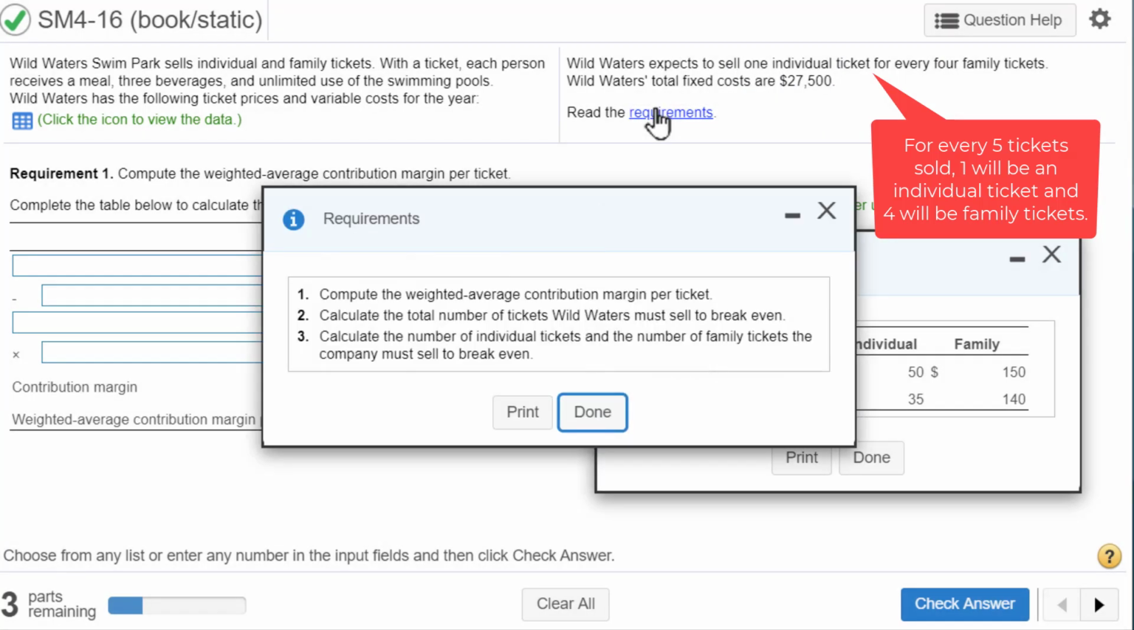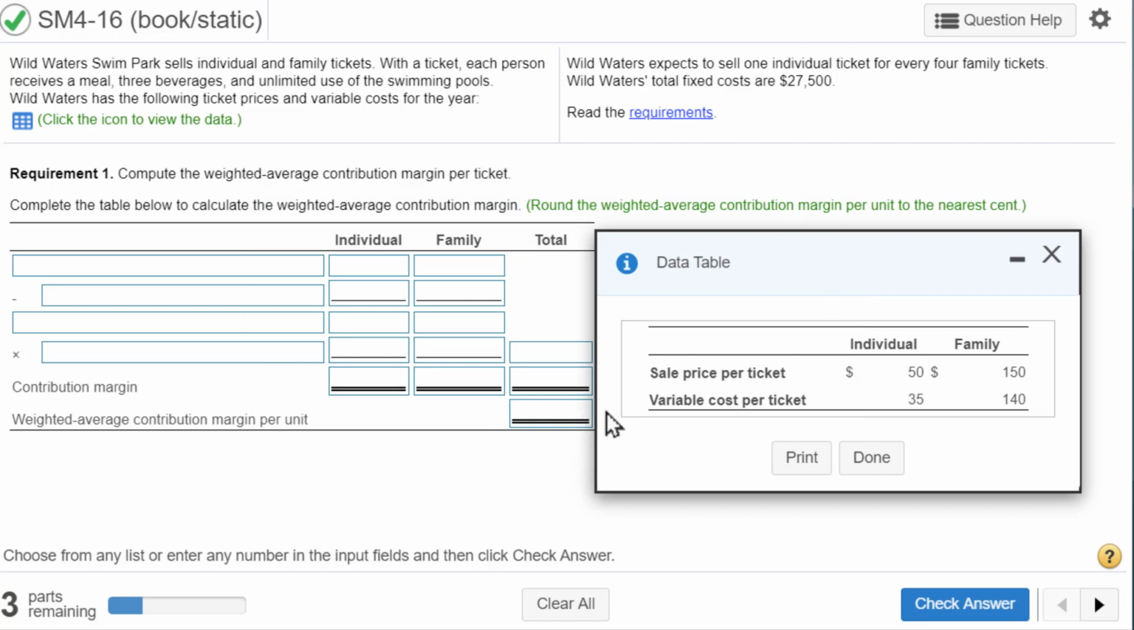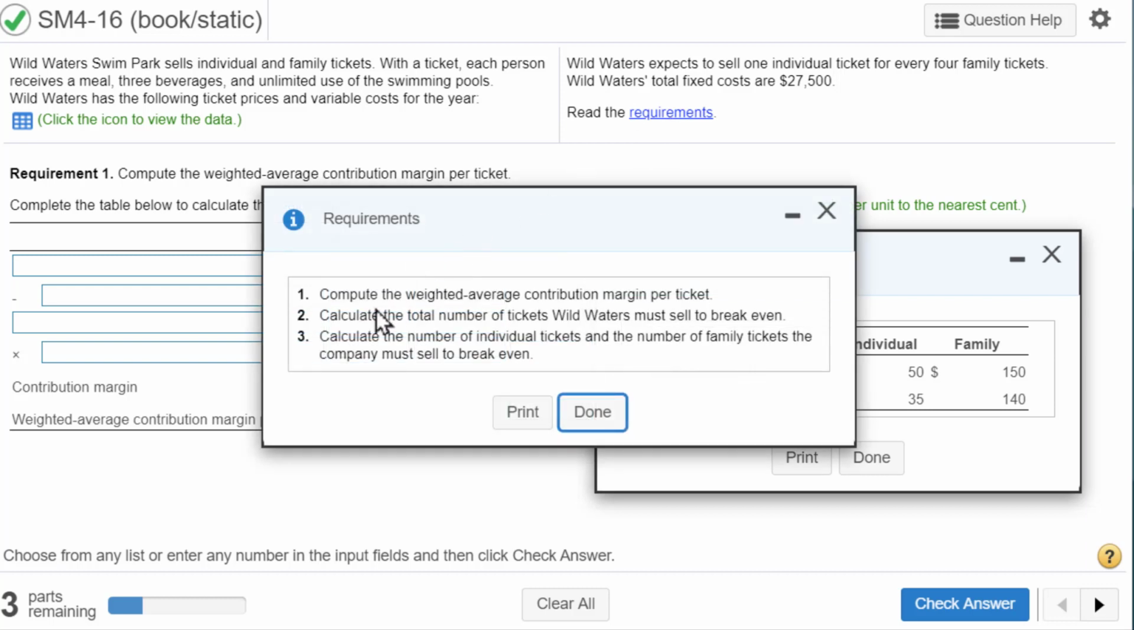$27,500. So the first step, we're going to compute the weighted average contribution margin per ticket, then calculate the total number of tickets Wild Waters must sell to break even, and then calculate the number of individual tickets and the number of family tickets that must be sold to break even. So our goal is to calculate the total number of tickets Wild Waters must sell to break even.